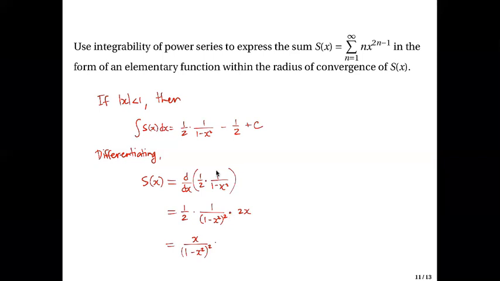So you can write this as 1 minus x squared raised to negative 1. If you get the derivative, you have negative 1 over 1 minus x squared, and then the derivative of the denominator, it's negative 2x. So the negatives cancel each other. So you have this. Okay?